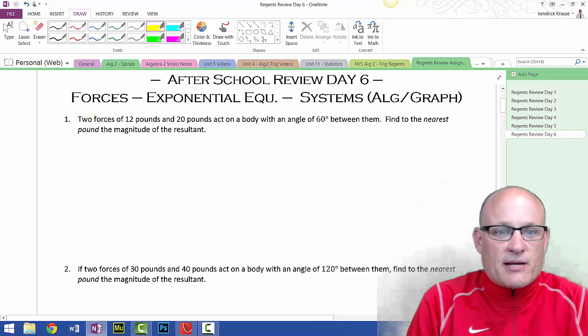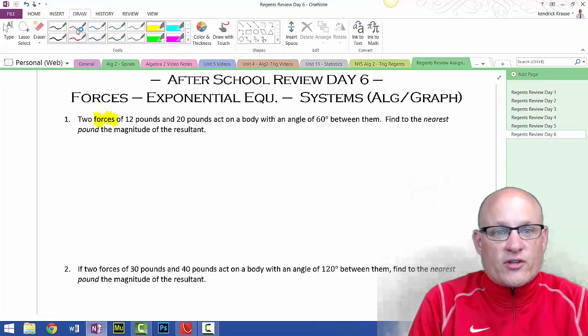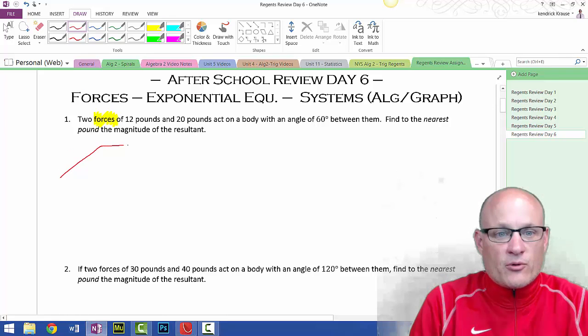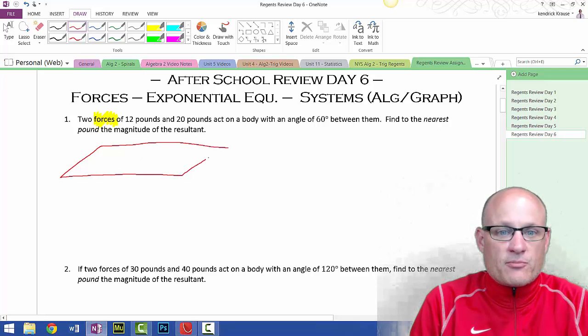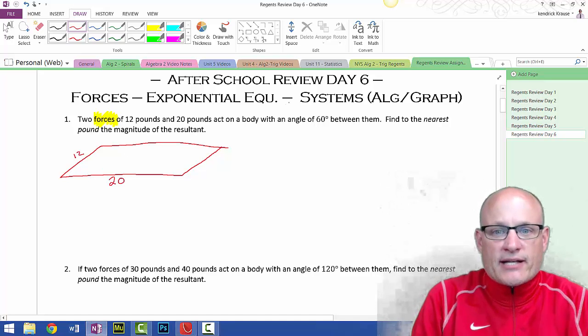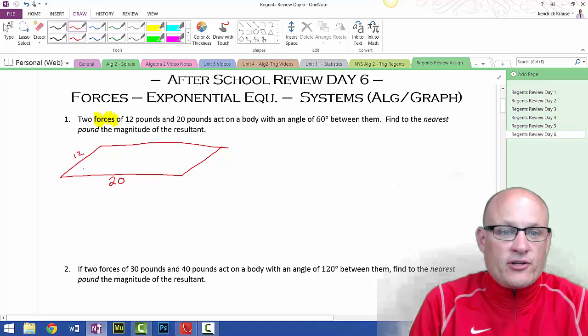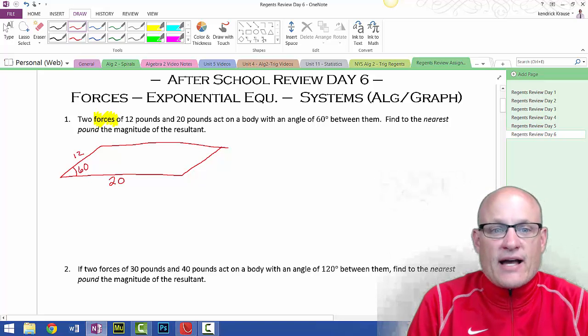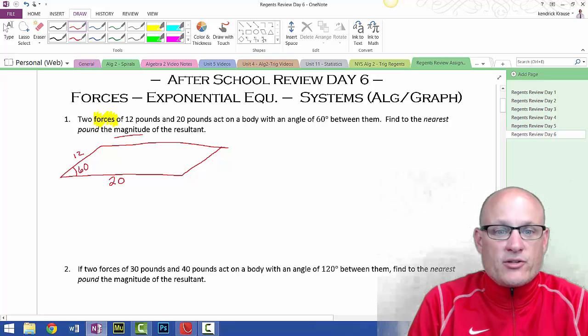Anytime you see the word forces, the first thing you're going to do is draw a parallelogram. Try to draw the very best parallelogram that you can, even though that line's terrible. Label the forces 12 pounds and 20 pounds, acting on a body at an angle of 60 degrees. The 60-degree angle is between them.